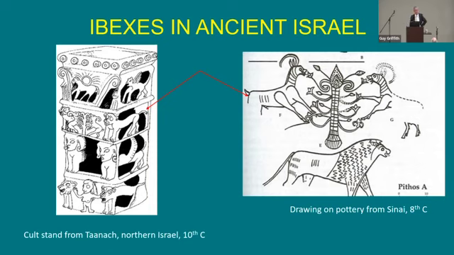On the left side, you see a cult stand from the 10th century in northern Israel. It's four-tiered, at the top of which is a horse. In the second tier, you have two ibexes flanking a tree. And at the bottom, you see the master of lions, a master of animals motif, with the master controlling the lions. On the right side, you see a painting from a pottery in southern Sinai, with a tree, the so-called tree of life, flanked by two ibexes, and at the bottom of which you see a lion. So these are quite common.